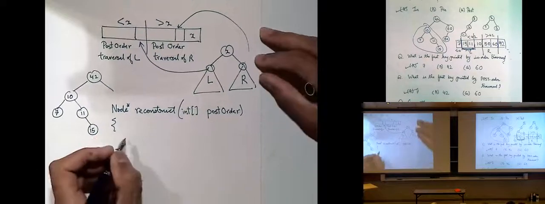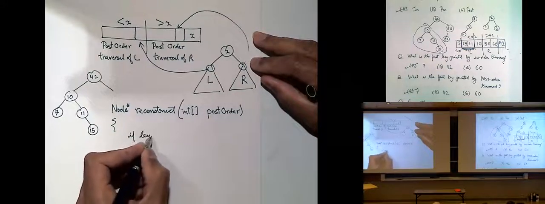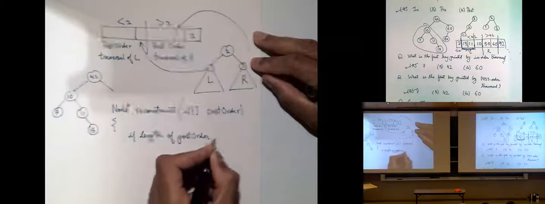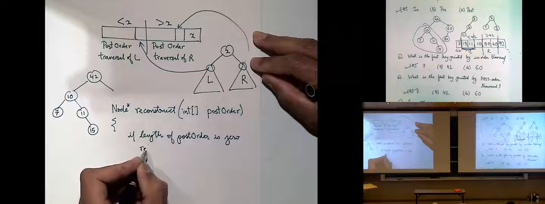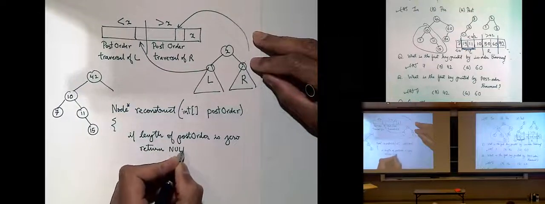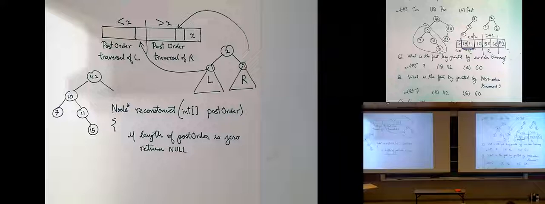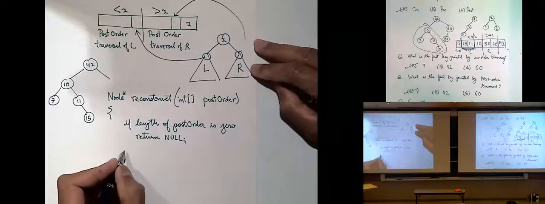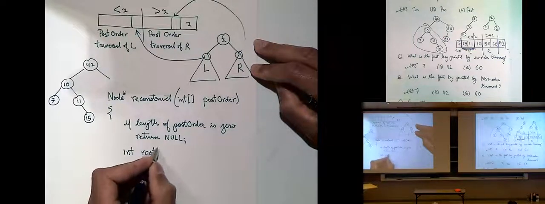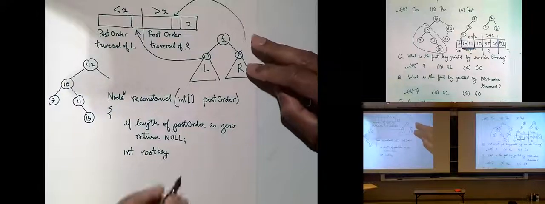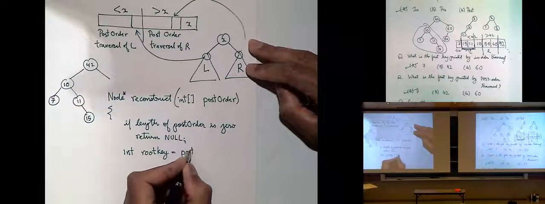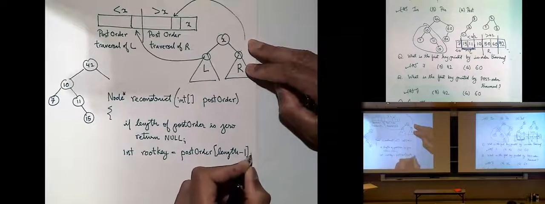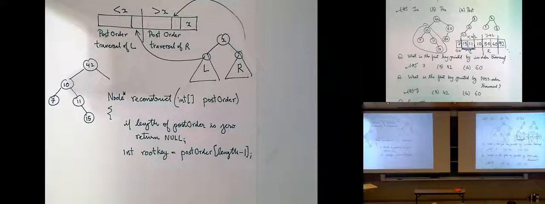So you'll say that if the length of the post order is 0, then you just return null. Right? Otherwise, I'll say the int root key is going to be post order of length minus 1. It's the last element. That's the key that's in the root.